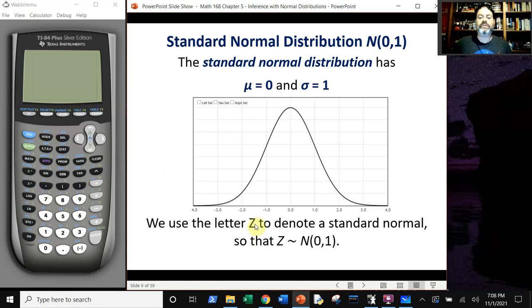And as before when we did z-scores, we used the letter z. So this little tilde symbol here means, in math, distributed according to. So we're saying that this z is distributed according to a normal with mean 0, standard deviation 1. So there's a lot going on in that little notation.